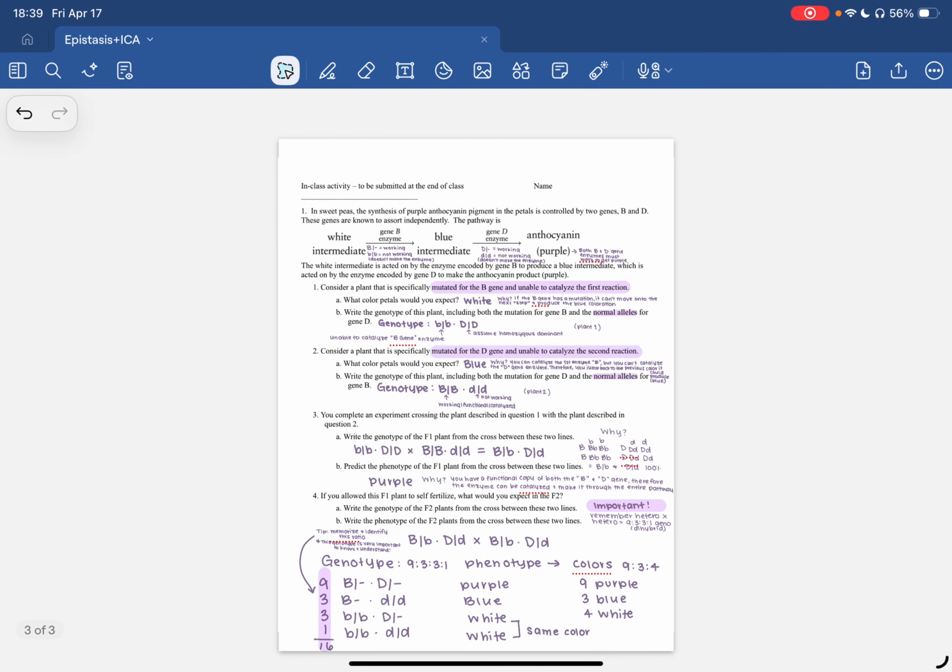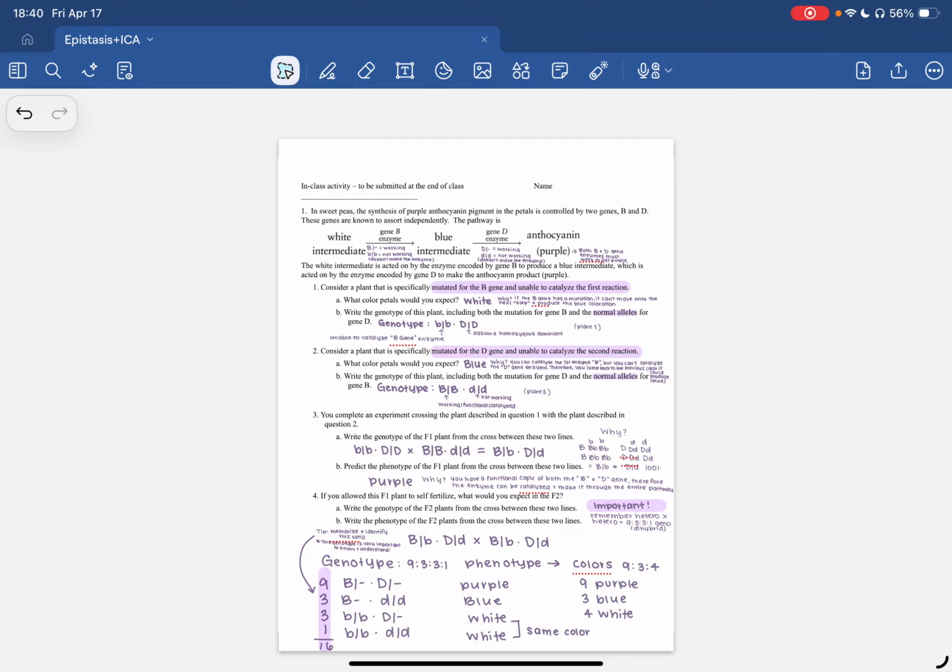Okay, I hope that was a helpful explanation. My recommendation is to memorize and understand the 9 to 3 to 3 to 1 genotype. And if you're good with that, and you can remember what the 9, what the 3, what the other 3, and what the 1 stand for, and what those genotypes are, you'll easily be able to figure out what the phenotypes are.